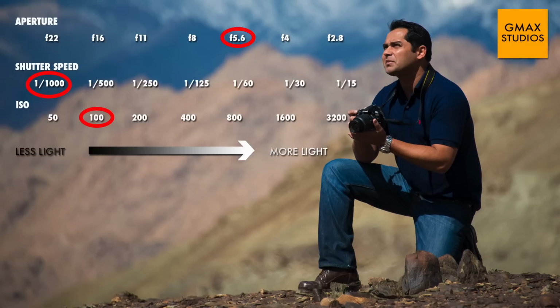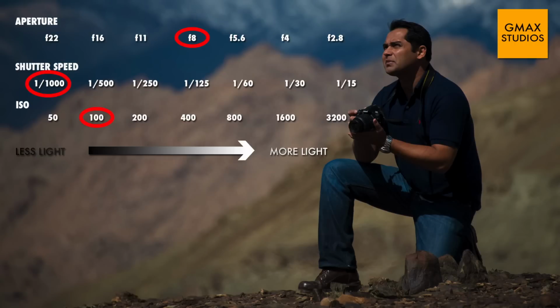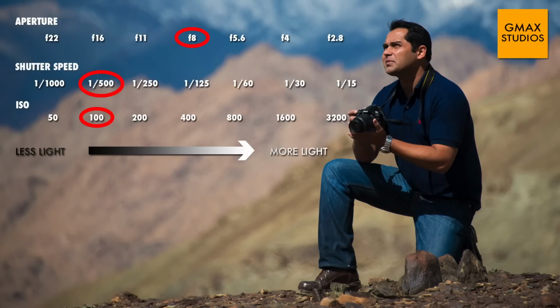Now suppose we were to close or stop down the aperture from 5.6 to 8. The photograph would become underexposed by one stop. In order to compensate for this loss of light, we would need to slow down the shutter speed by one stop too, from 1,000th of a second to 500th of a second. What we could have also done, instead of slowing down the shutter by one stop, was to raise the ISO by one stop. That would have gotten the picture back to the proper exposure value.